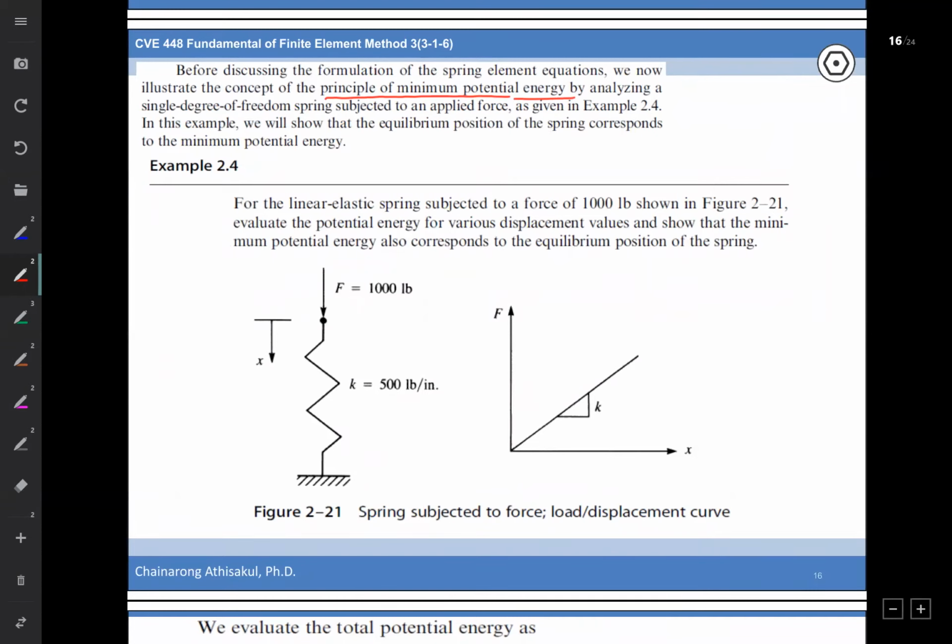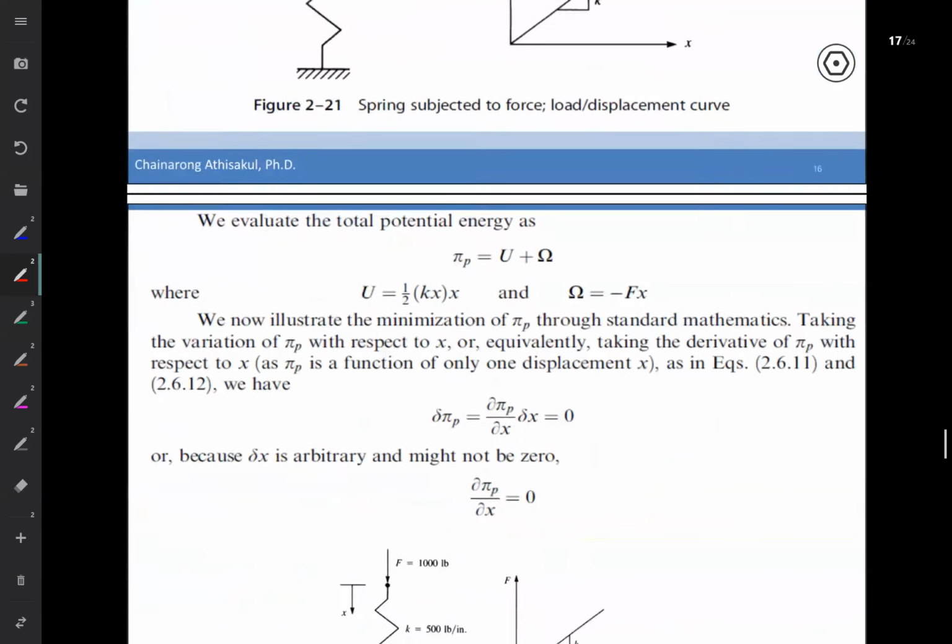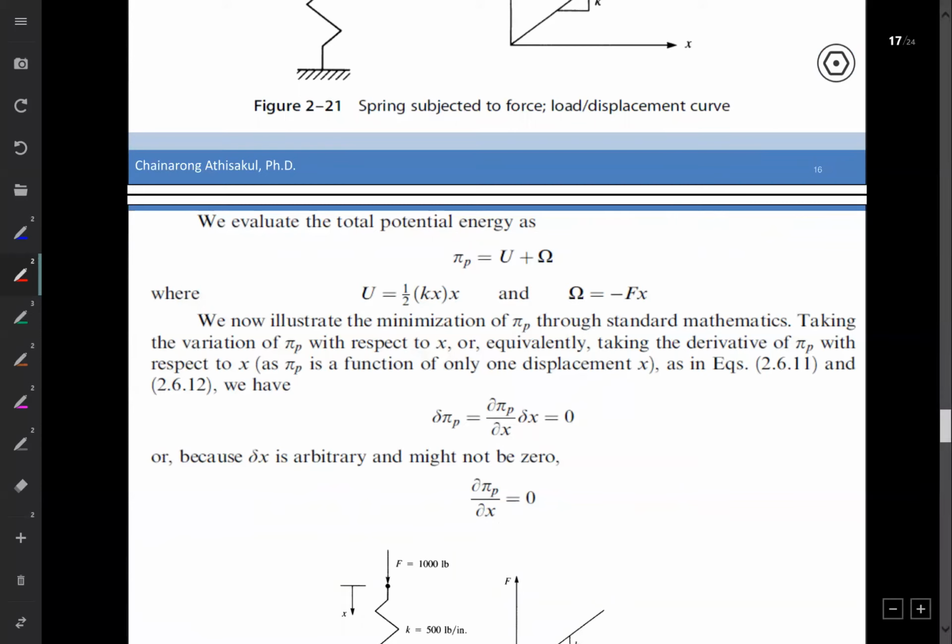In order to illustrate the potential energy of a spring system, consider a spring element, just one spring, with a stiffness K equal to 500 pounds per inch. The applied force is 1,000 pounds, and the spring is a linear spring. When we form the potential energy equation, we find that pi equals u plus omega.